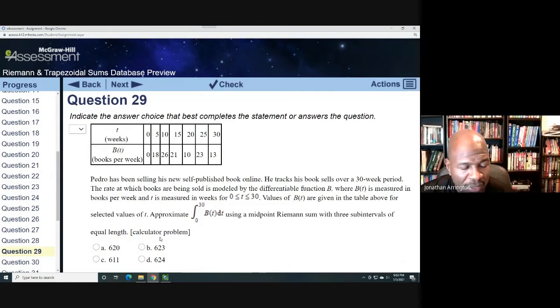It says here it's a calculator problem. These numbers actually work out quite nicely, so you really don't need a calculator for this one. But some of them, the way the numbers came out, were somewhat troublesome, so that's why I put that on there. But this particular one, we're not really going to need a calculator to do the arithmetic.